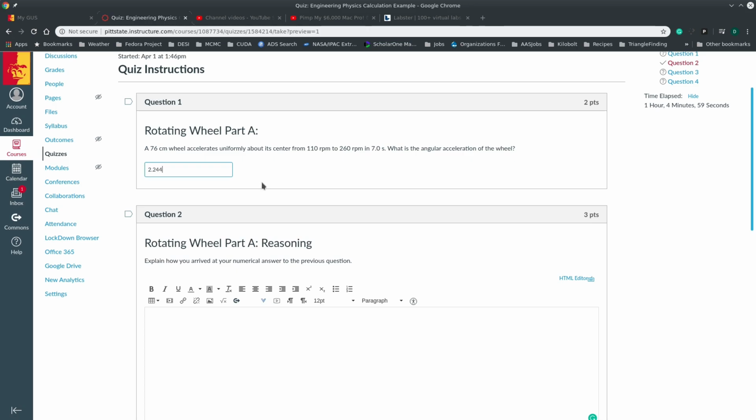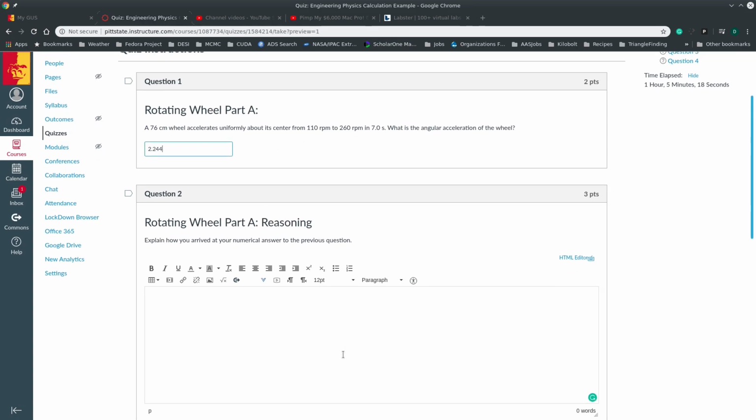So I'm going to enter the answer here. For this particular problem, you should get 2.244 radians per second squared as your answer. But we don't want to enter any units in here. We can only enter the numerical answer. So don't bother putting in any units there.